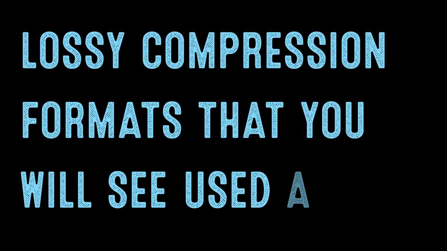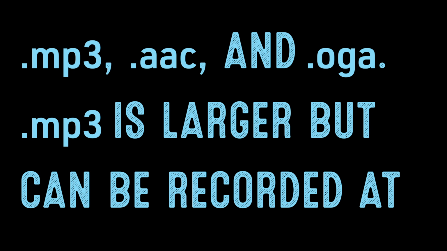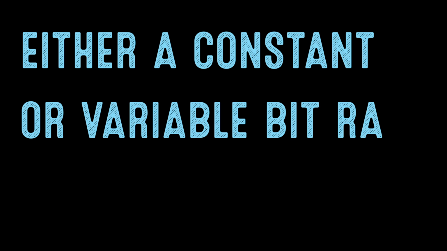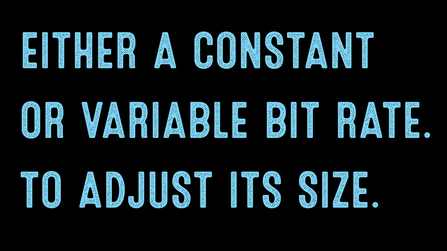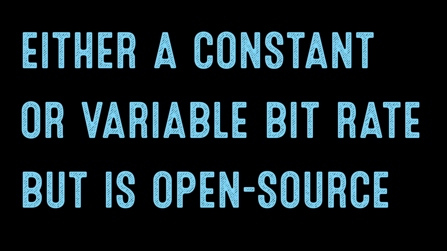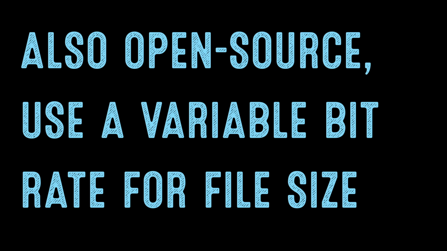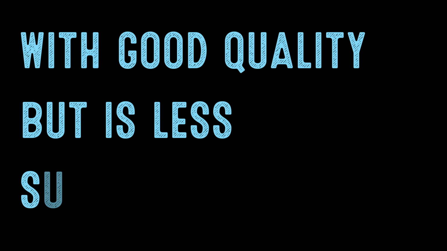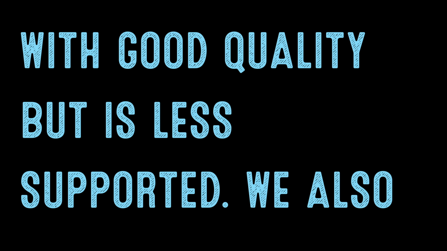Lossy compression formats that you will see used are MP3, AAC, and OGA. MP3 is larger but can be recorded at either a constant or variable bitrate to adjust its size. AAC is of good quality and can also be recorded at either a constant or variable bitrate, but is open source without the royalty fees associated with MP3. OGA files are also open source, use a variable bitrate for file size with good quality, but is less supported.